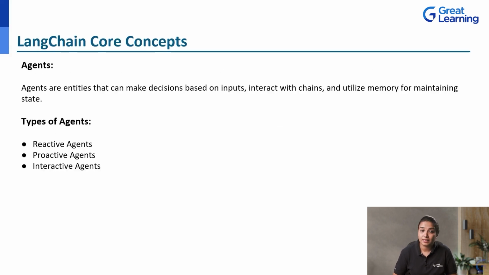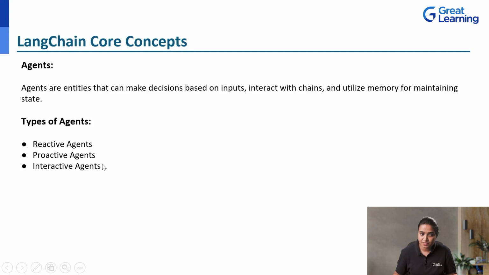Now, let's understand what agents are. Agents are entities that can make decisions based on the inputs, interact with chains, and utilize memory for maintaining state. We want somebody to communicate between the linked modules, right? A chain will always act as a link between the modules. Who will communicate from module A to B? You have to have an agent. You want a salesman who will come from location A to location B, or module A to module B. So, an agent is as simple as that. It will try to establish communication between the chains, between the small modules which you have connected with the help of chains.